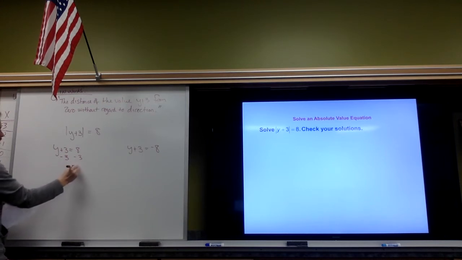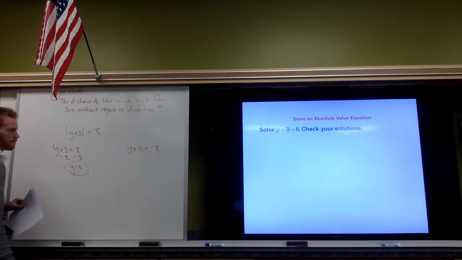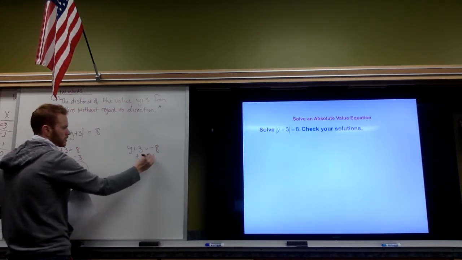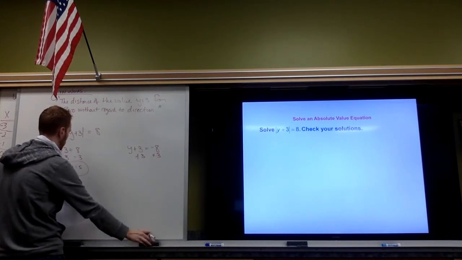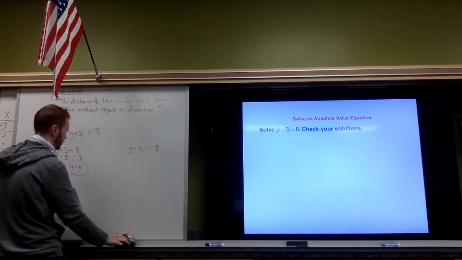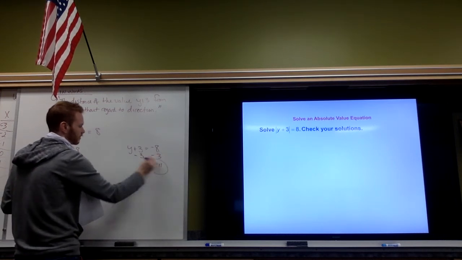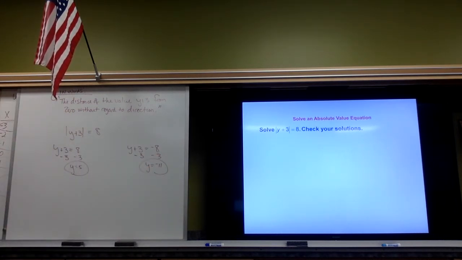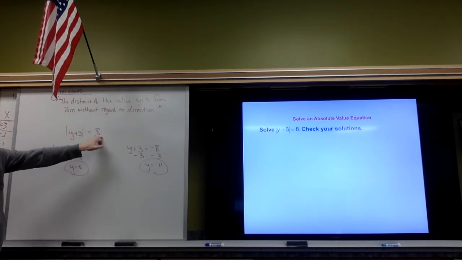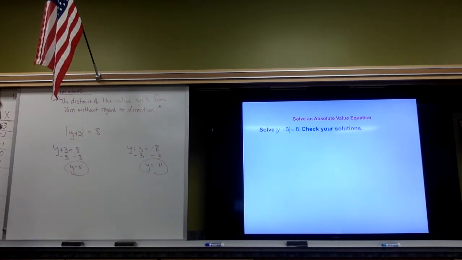Subtract 3, we get 5 for our first one. For the second, add 3 to both sides. Oh, not add 3. Subtract 3 from both sides. I get -11. So those are my two numbers. Okay. When I plug these in, I get a distance of 8.